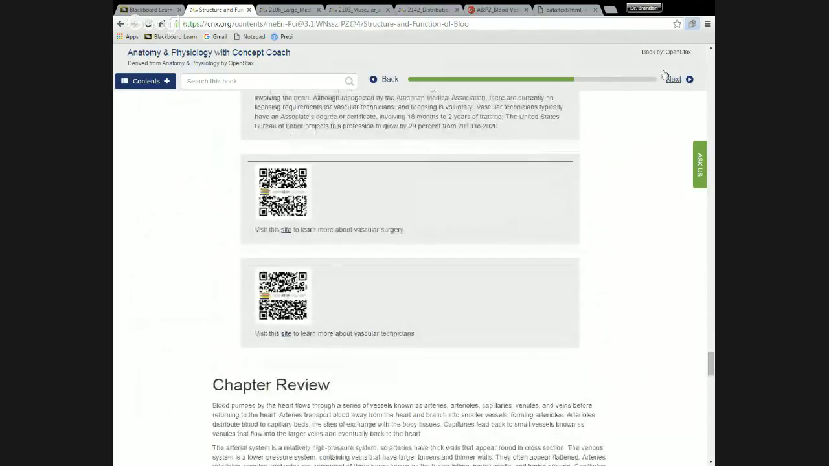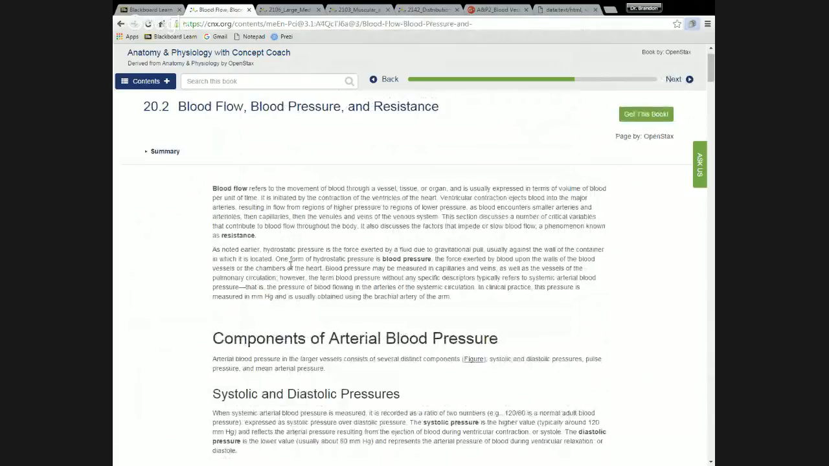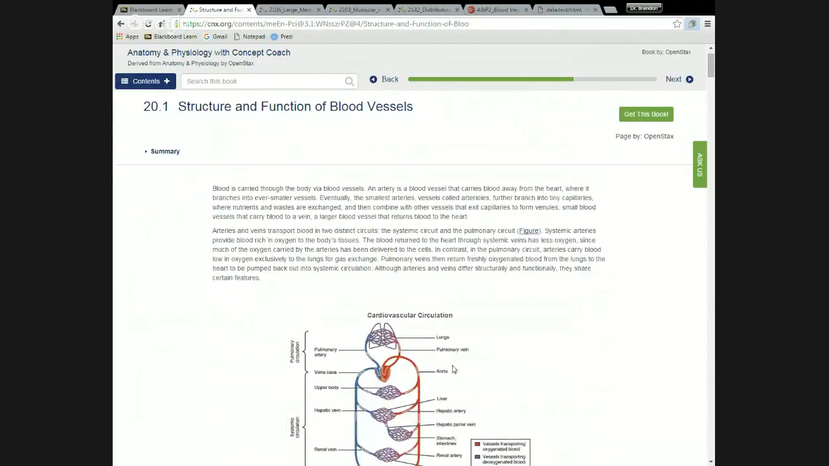Yeah, that's the end of that section. Sorry, what figure was that? That was the end of section 20.1. Oh, actually.